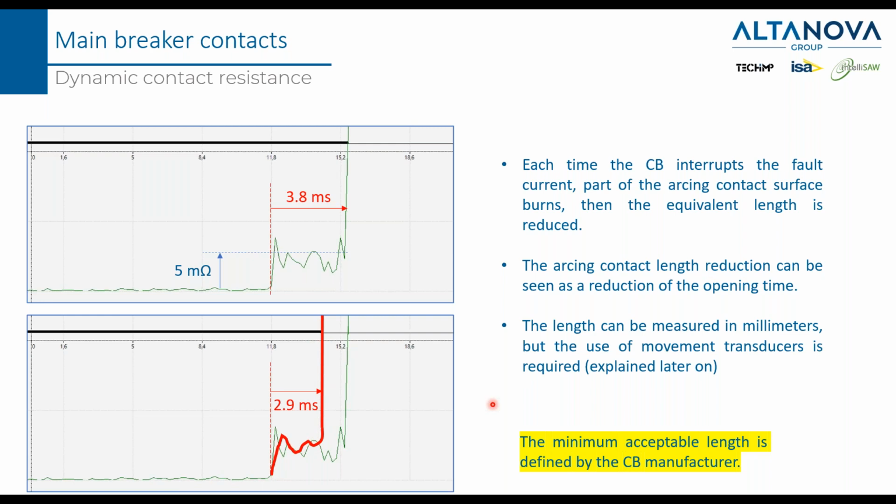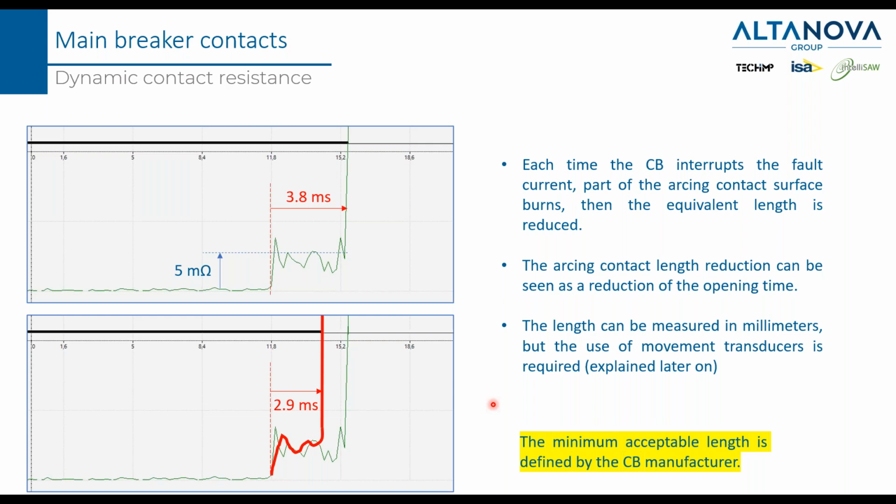So it's important to measure the length and the average value of the arcing contact because, as we said before, it is that part of the contact that absorbs the arc. So once the resistivity of this component is not so good, it is not able anymore to absorb the energy in the proper way.